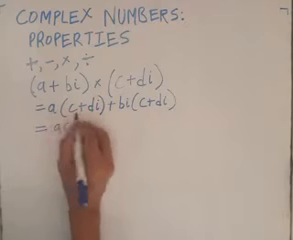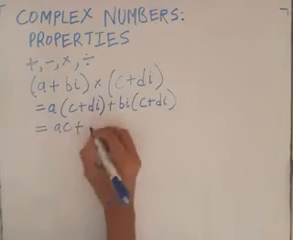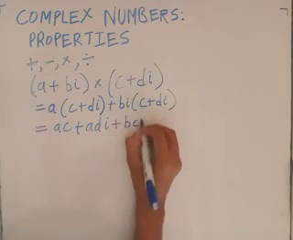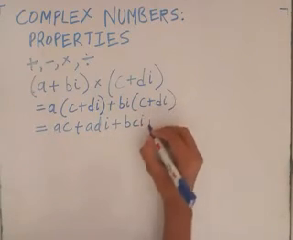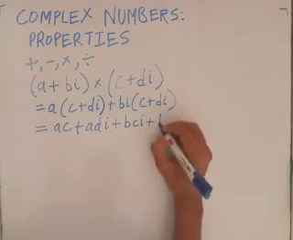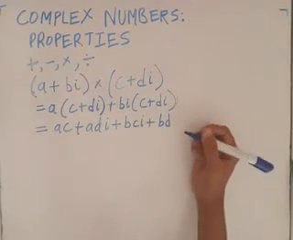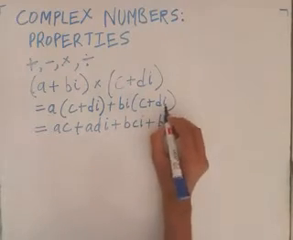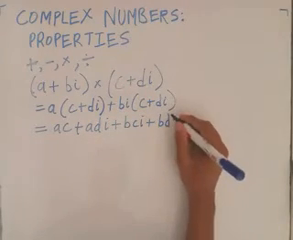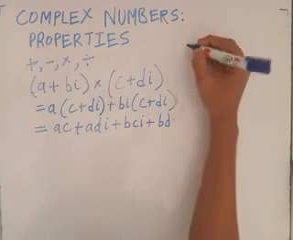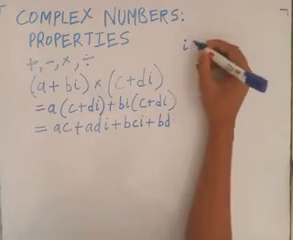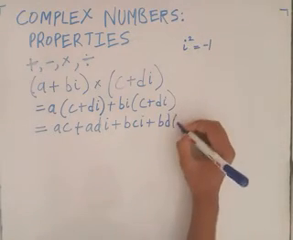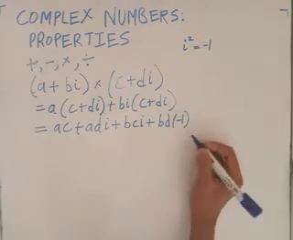Now I can simplify a little by multiplying inside the bracket. This gives me adi plus bci if I just rearrange the terms a little bit, plus bd times i times i. This is where it is fundamentally different from real numbers, because i times i is i squared, and if you remember, the defining property of these numbers is that i squared is equal to -1. So here i squared is equal to -1.